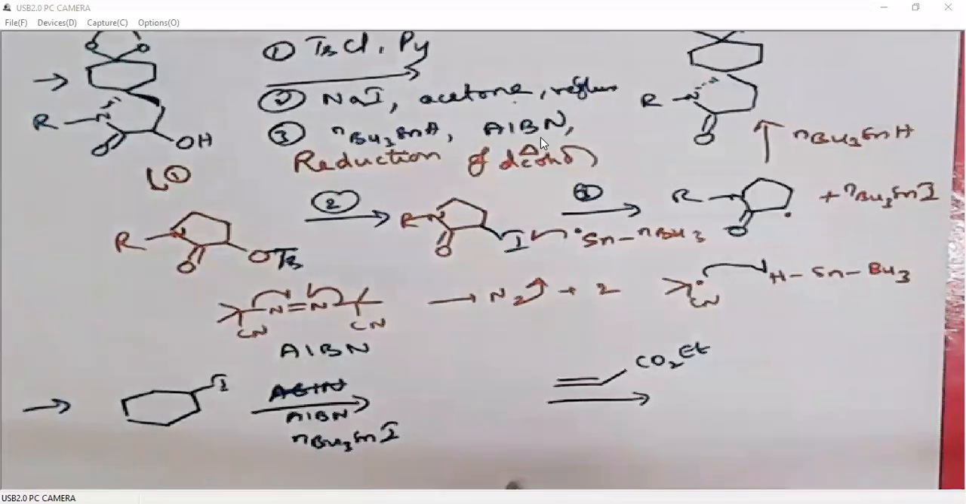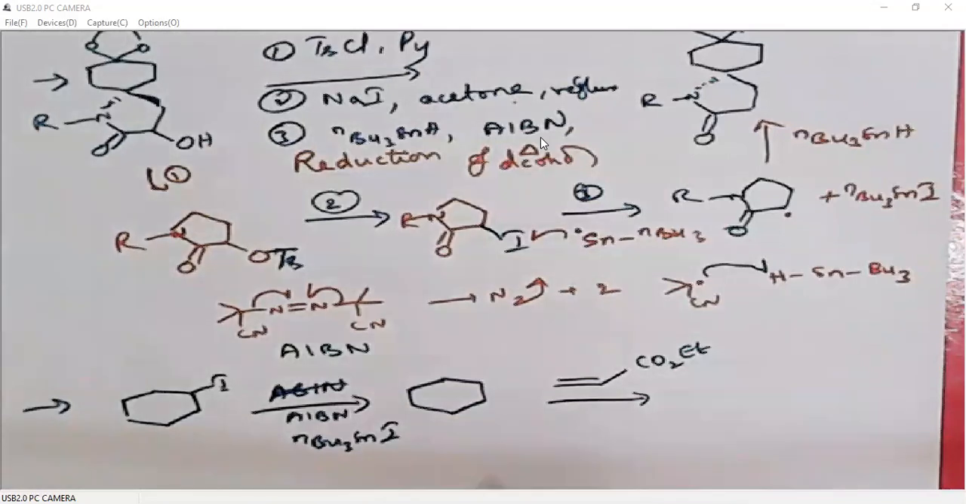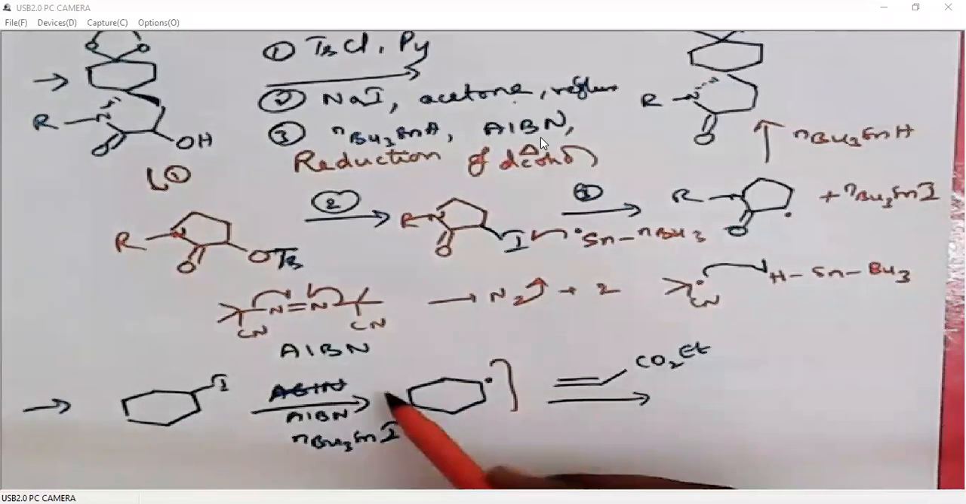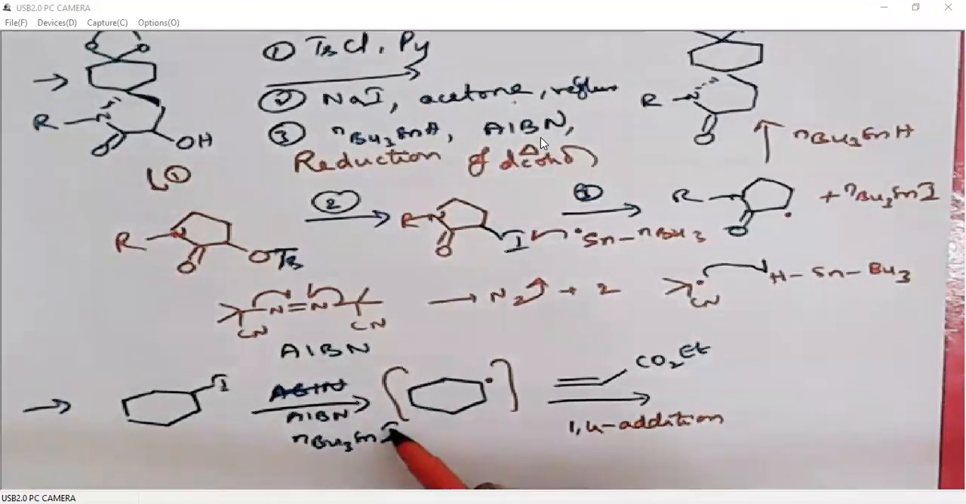See, in this case, what happens? First, it generates a radical, right? This radical will undergo Michael addition, or 1,4 addition. Sorry, this is tributyl tin hydride. So we can do this dehalogenation.